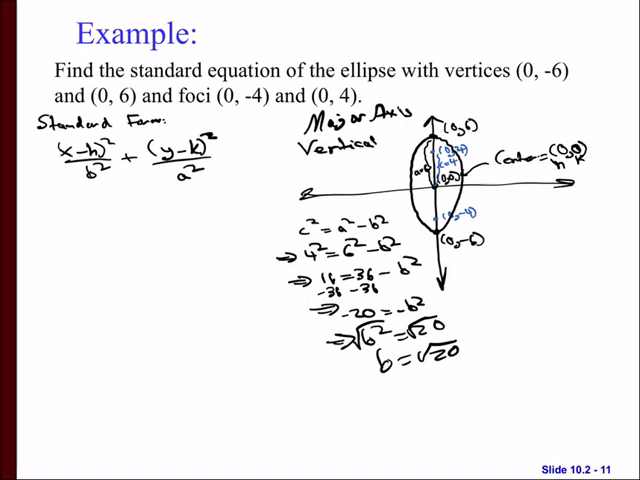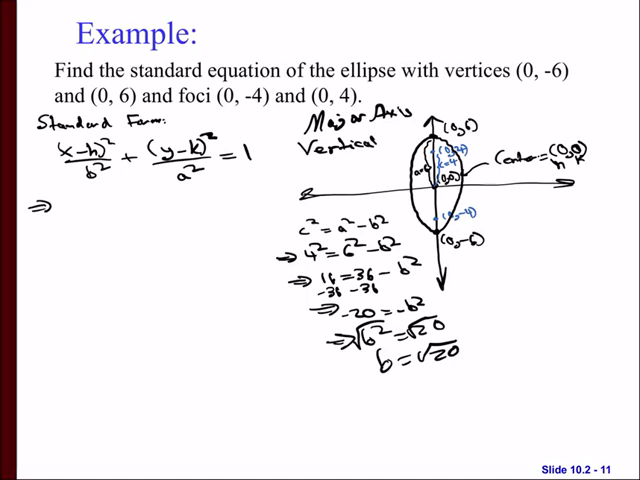So you can see the difference from our last example to this one. a and b have switched. a was with x in the previous example because we were going left and right with our vertices and foci from the center. Here we're going up and down vertically. So there we go with our standard form.